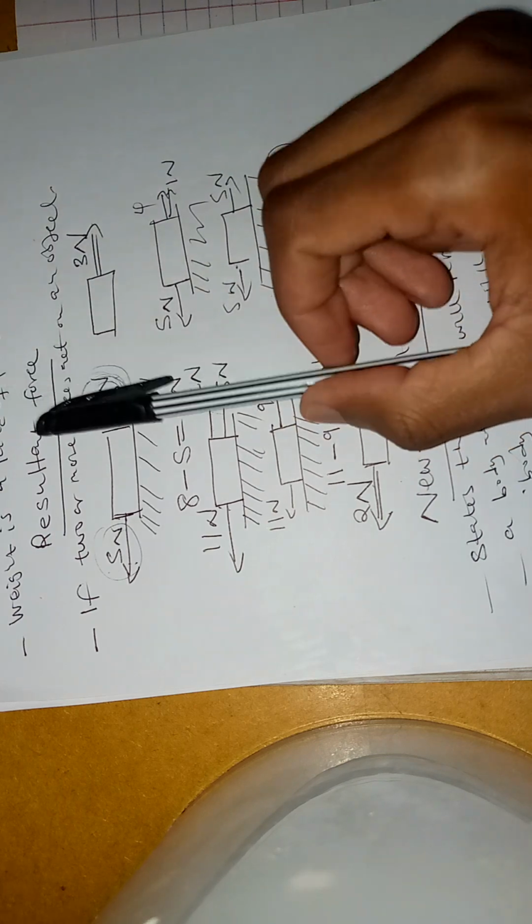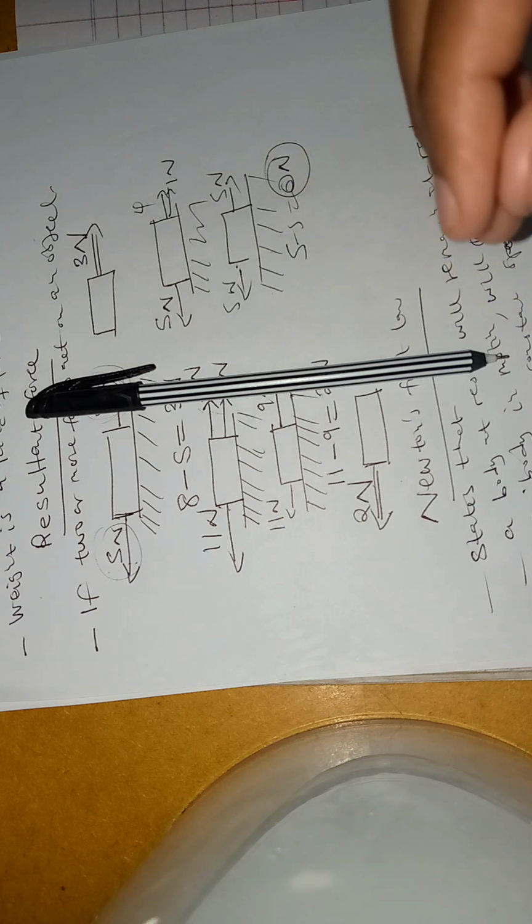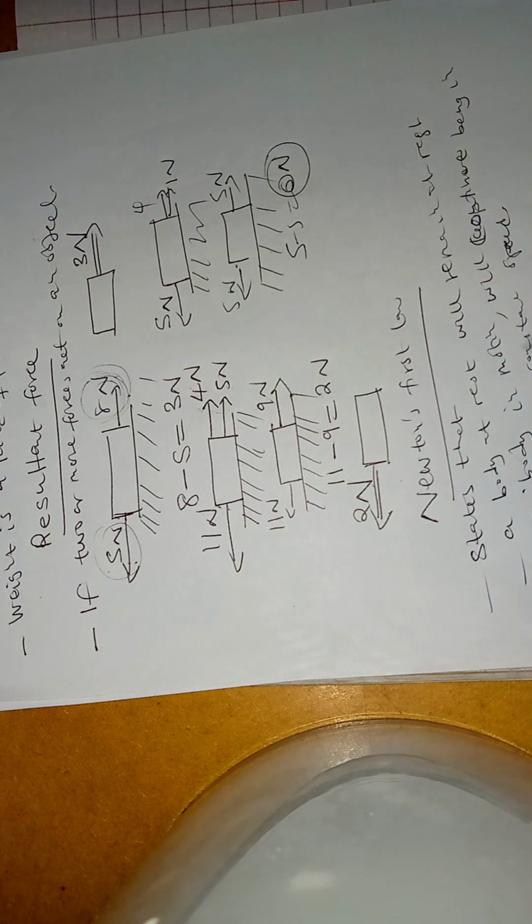So we're saying a body at rest will continue at rest, and a body in motion will keep on in motion at a constant speed. Meaning, if you are running, you will continue to run, unless a force is applied to you to stop you from running. That's what this law is going to state.